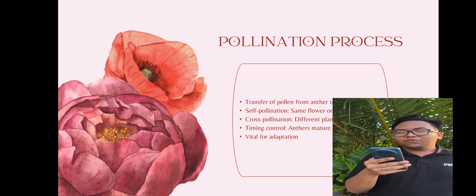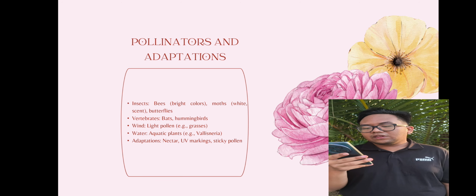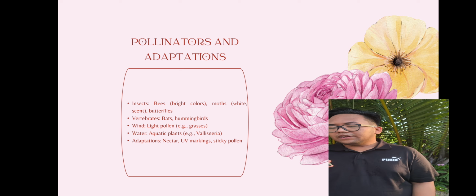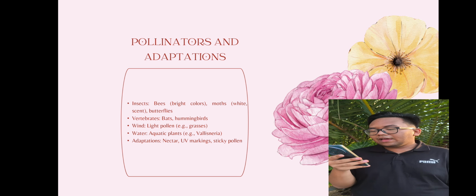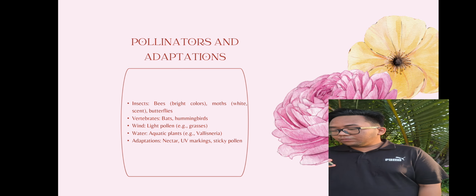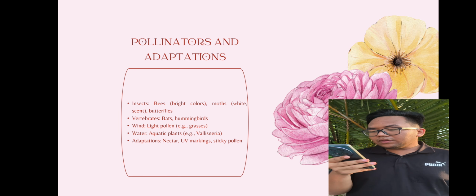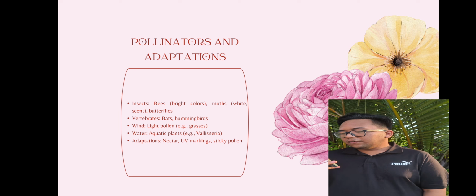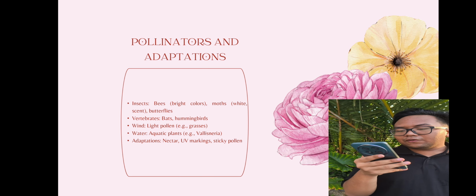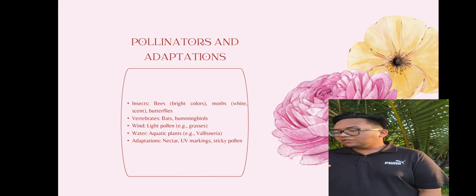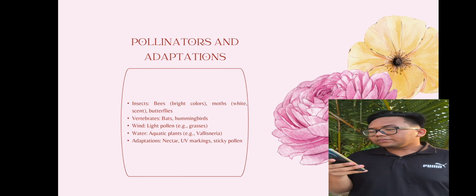Let's move on to the next slide, which is slide number 9, pollinators and adaptation. Pollinators include bees for bright color, moths for night scent, bats, hummingbirds, wind for grass, and water for Vallisneria. Flowers adapt with nectar, UV markings, and sticky pollen to attract them.